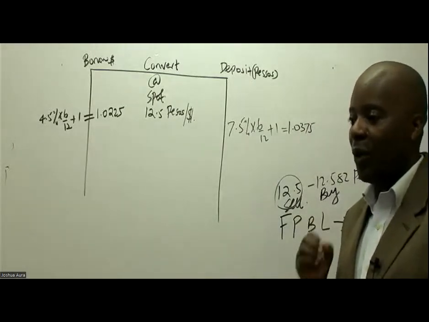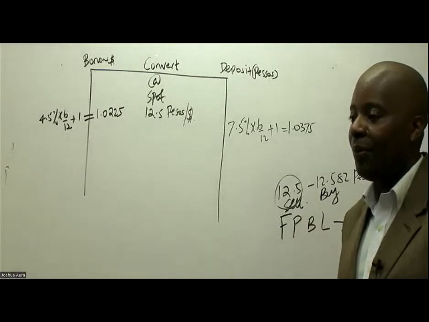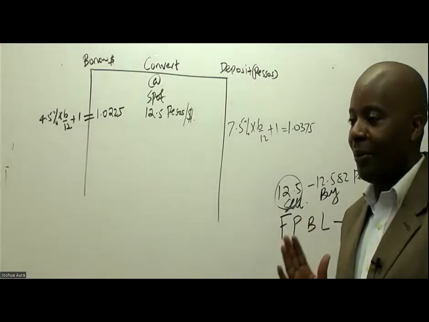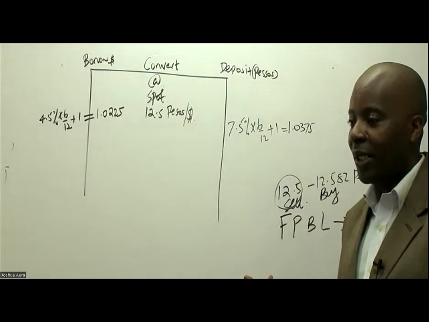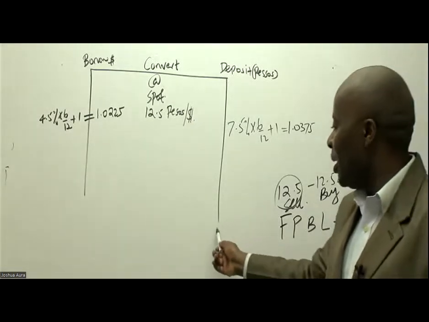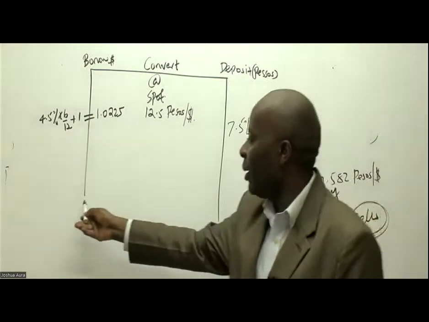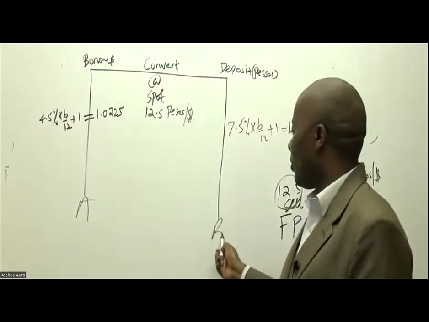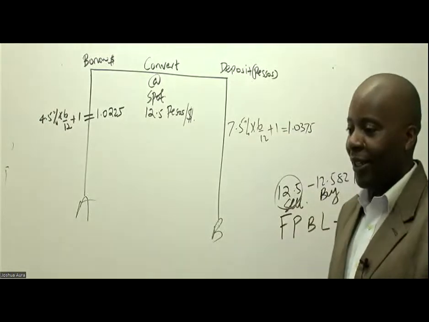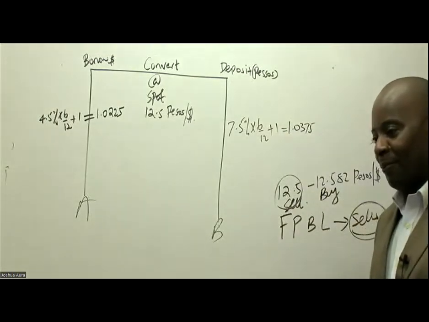Now, here is where the rubber meets the road. The money in the question, where should I put the 5 million? Should I put the 5 million in A or B?